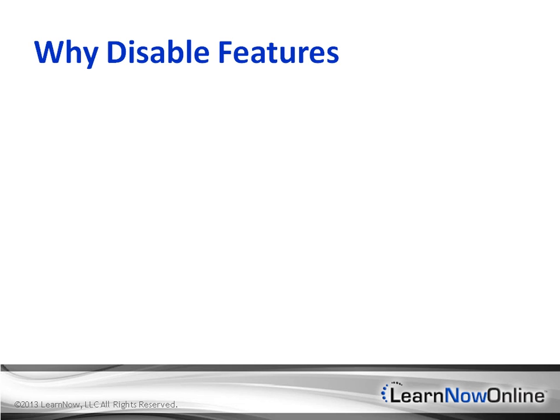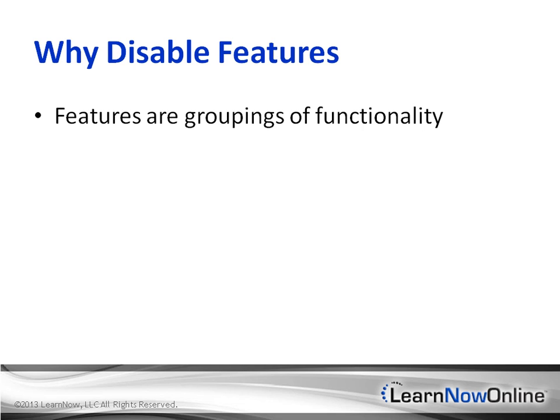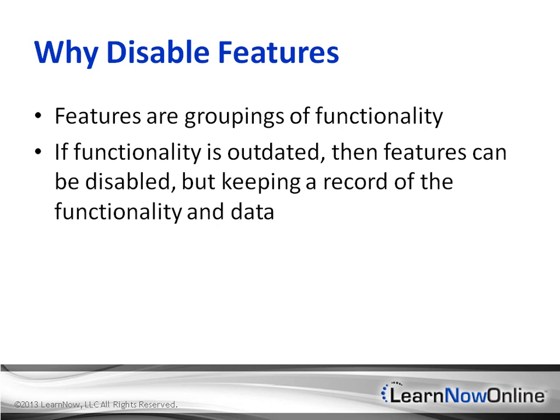And then we come into disabling features. The question is, why would you have a feature disabled but not deleted? There are some reasons there. Features themselves are groupings of functionality. You have capabilities that sit inside of those features, and you may have multiple features inside of a solution. So you may have one piece of functionality that's still good, but the next is not, or things may have changed. If it is outdated, then you disable that feature. You keep a record of the functionality, you keep a record of the data. You don't have to remove the entire solution, repackage it, and push it up without that particular piece in there.